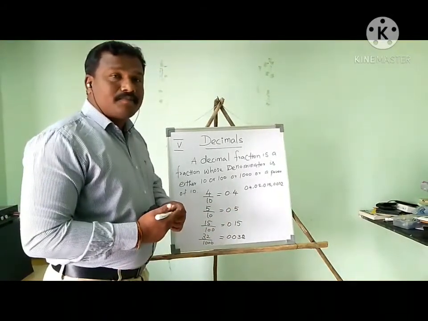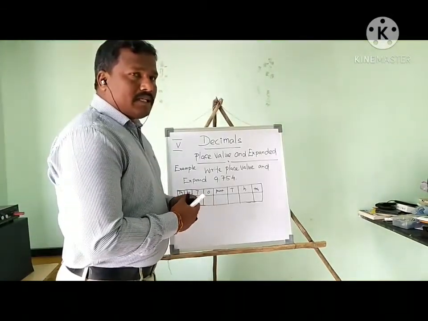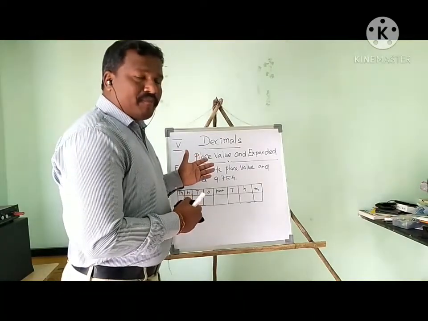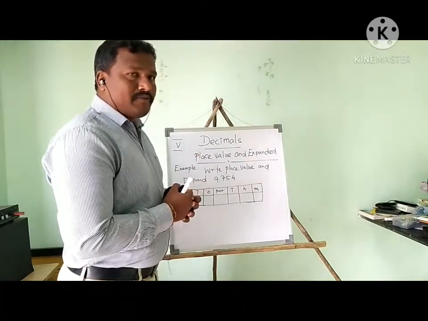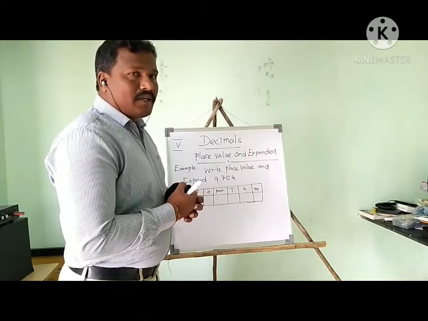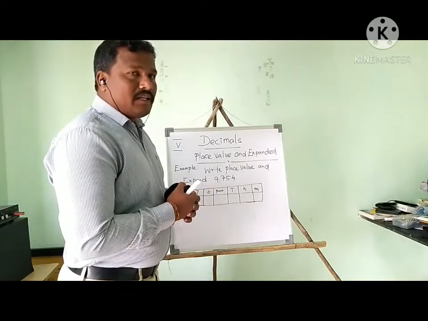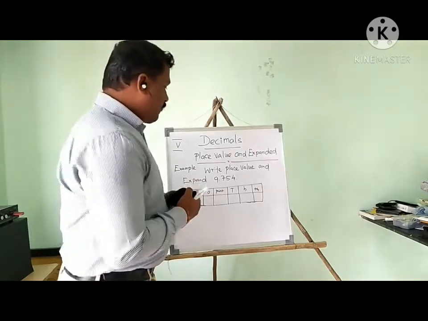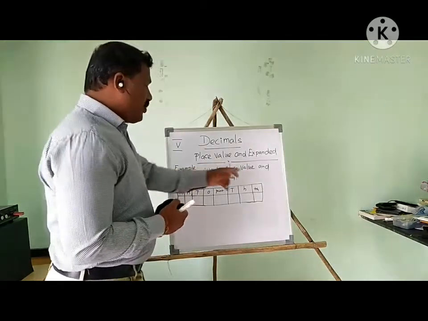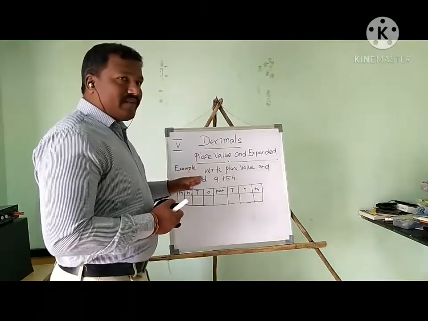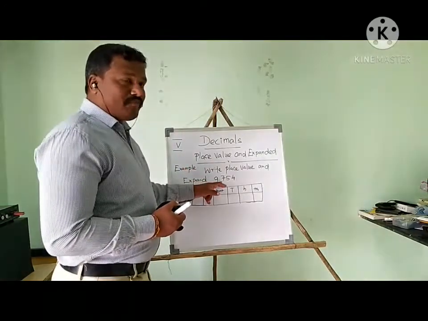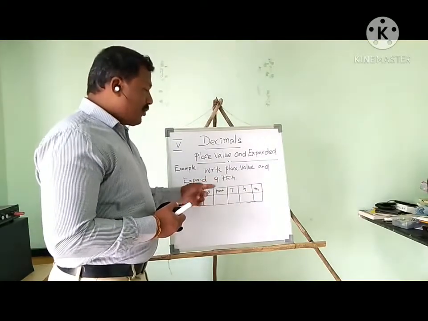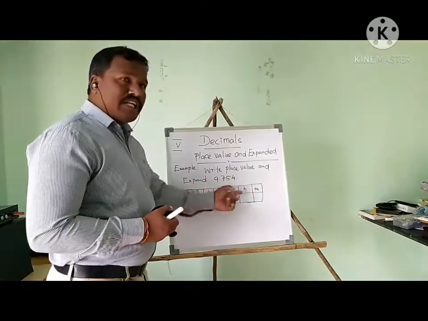Okay. Let me talk about the decimal place value and expanded form. We know very well what a decimal is. Okay, decimal fractions we know very well. Now we have to write the expanded form of a decimal fraction. If you look at it, write the place value and expanded form of the given number, 9.754.